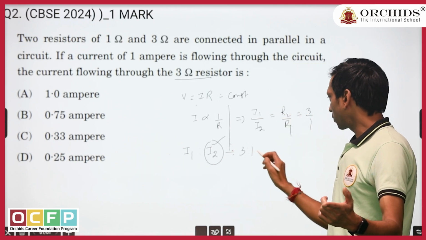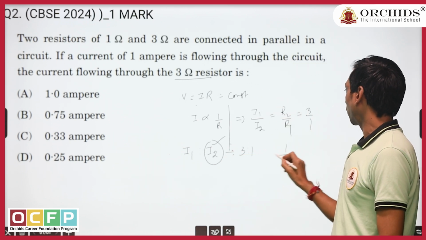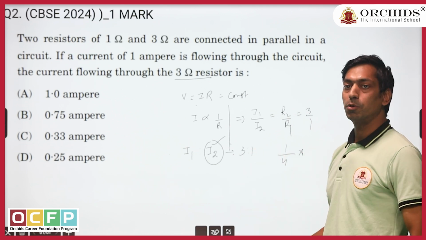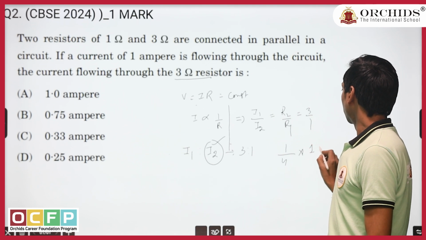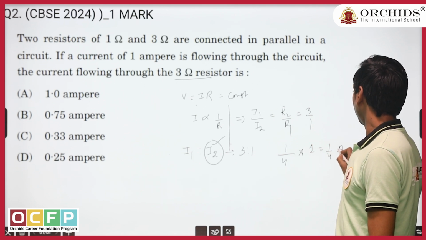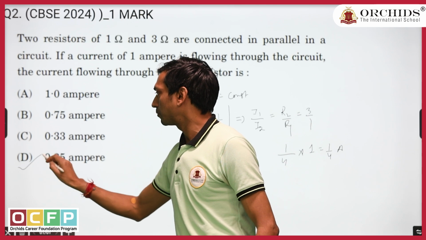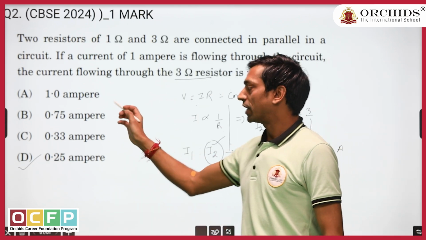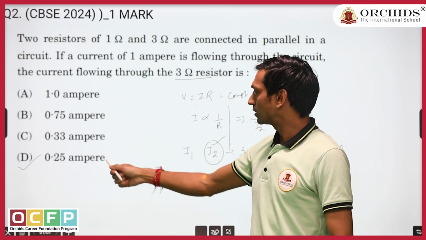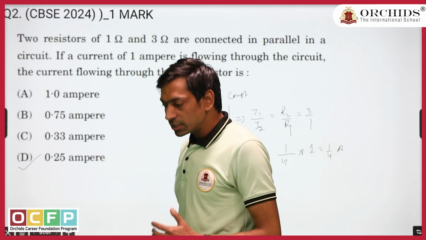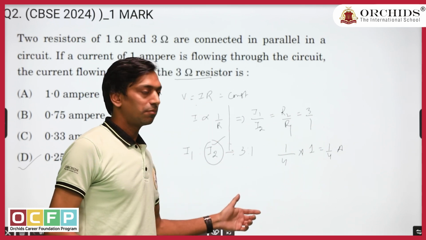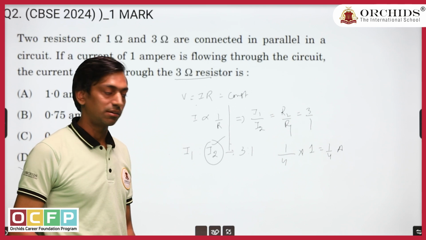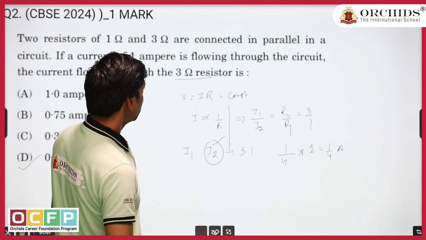The proportion of I2 is 1 upon the sum of ratios, 3 plus 1 is 4, multiplied by the total current. How much total current is flowing? That is 1. So we got I2 as 1 by 4 ampere. If they ask about I1, then obviously 1 minus 1 by 4, which is 0.75 ampere. For my question, the answer is 0.25 ampere. So this is how we can solve this question by simply using the method of ratios, instead of using the standard method. So this question is done.